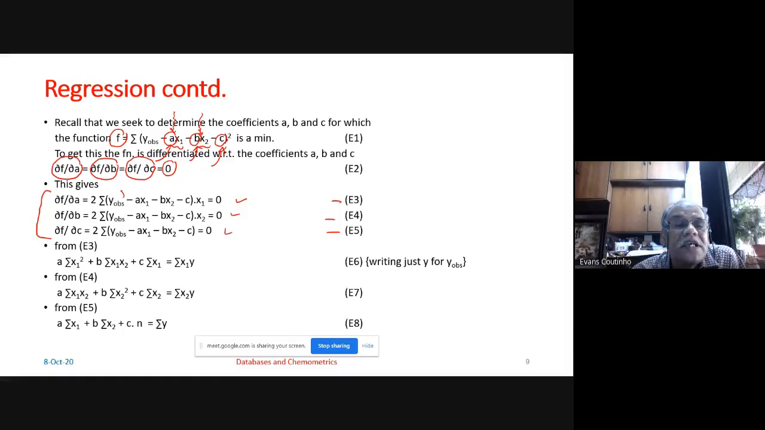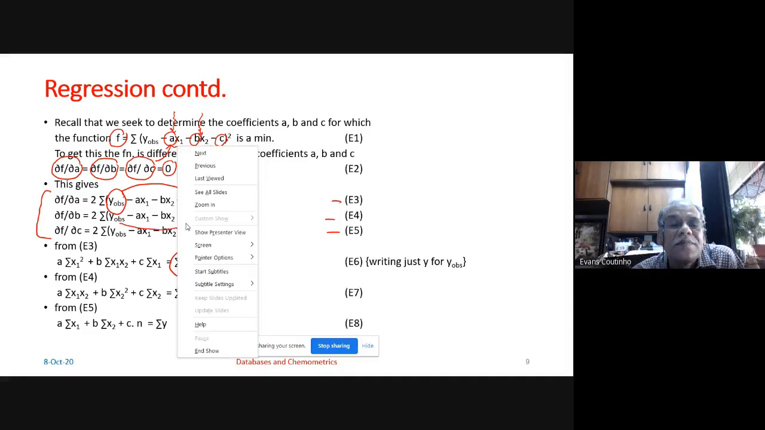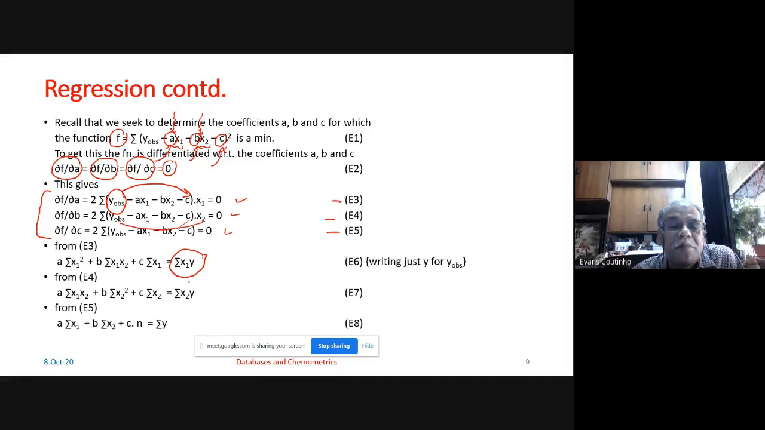Essentially, what is happening is this and this multiplied are put on this side. This and this multiplied are put on this side. I've removed the word observation from Y and only kept it as Y to make it very simple. Likewise, this multiplied by N is put on this side. So I get a set of equations from differentiation of my original equation: three equations, E6, E7, and E8.